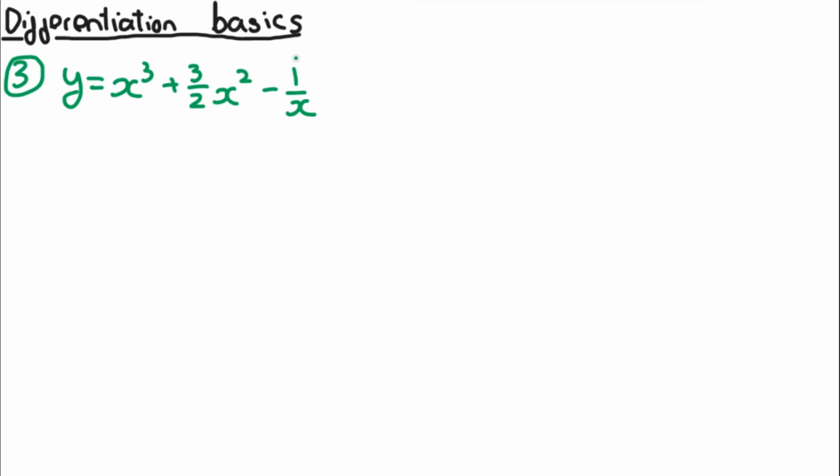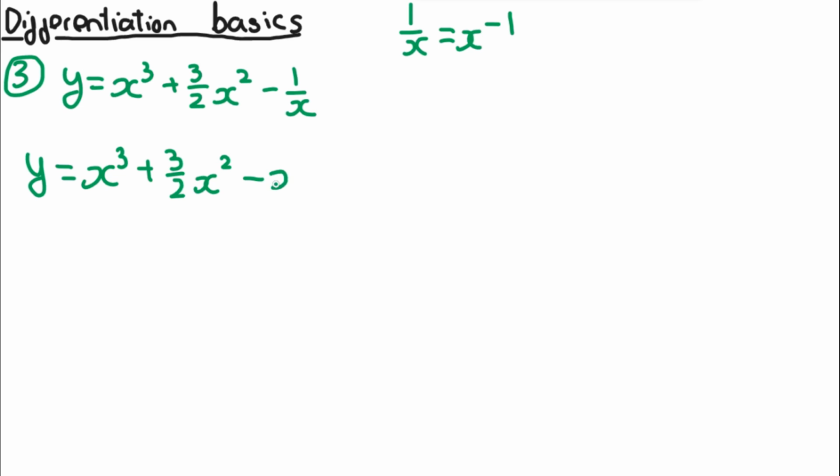So one final example. Now here we have the 1 over x, and at first you might not know how to differentiate this, but remember the indices law, that 1 over x is equal to x to the power of minus 1. So therefore we can rewrite this as y is equal to x to the power of 3 plus 3 over 2x squared minus x to the power of minus 1. And therefore we just differentiate these terms individually.